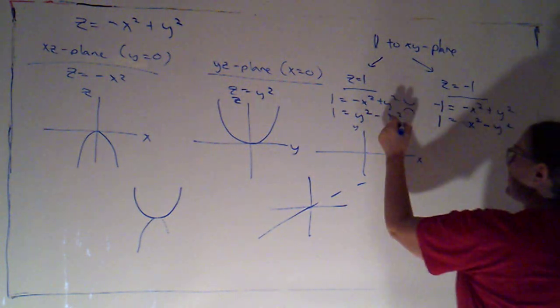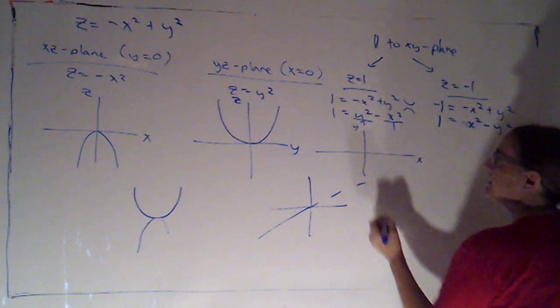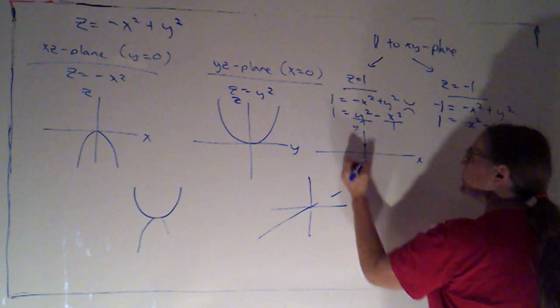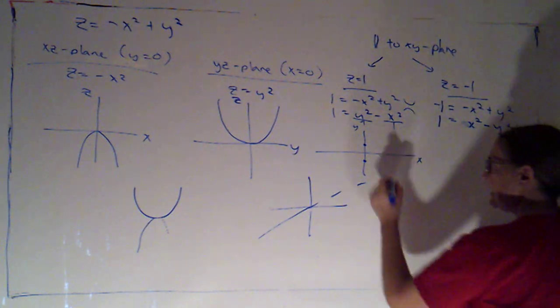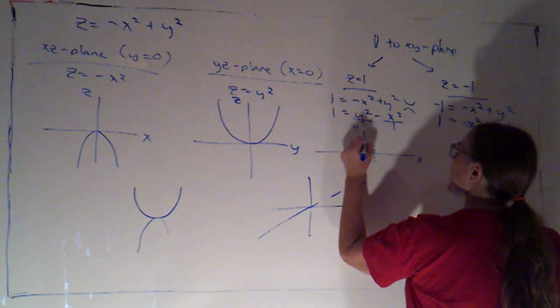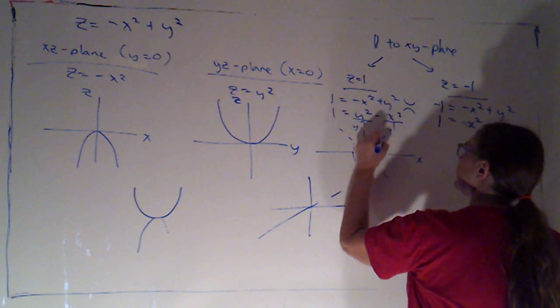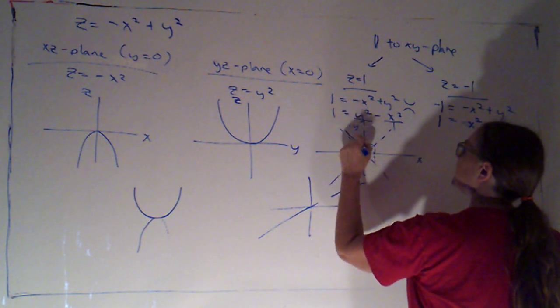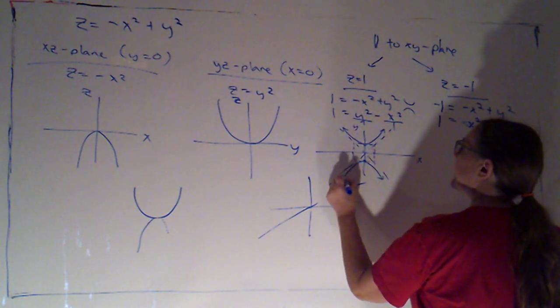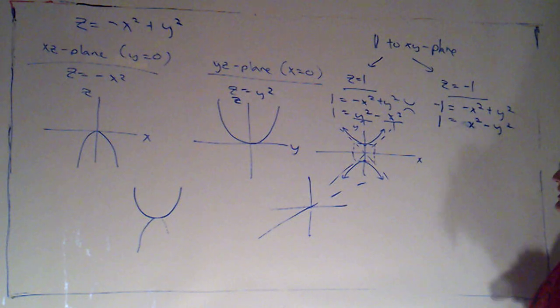Now, both of these I could write as over 1. So, from the center, I could come up 1 and down 1, and that gives me my vertices. If I go left and right 1, I can draw in this little box whose diagonals are going to be the asymptotes, and then I can draw in a top and a bottom branch.